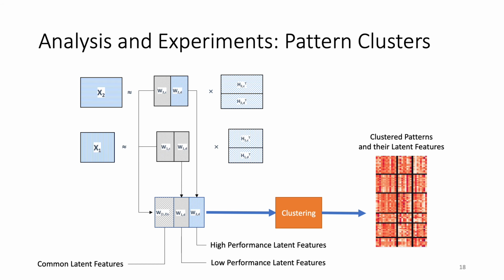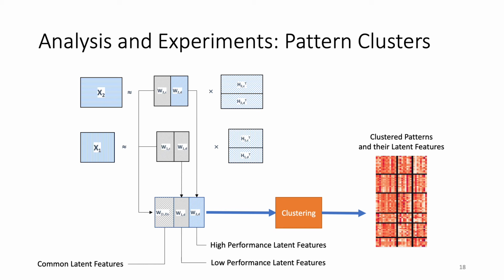To analyze the patterns, we build a matrix from the decomposed matrices that contains all the patterns. The model imposes common latent factors to be similar, so we take the average of them. Next, we concatenate the average matrix with low and high performance latent factors to construct a pattern latent factor matrix as the last step shown in this figure.